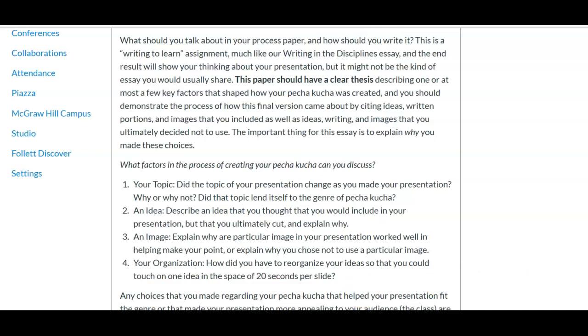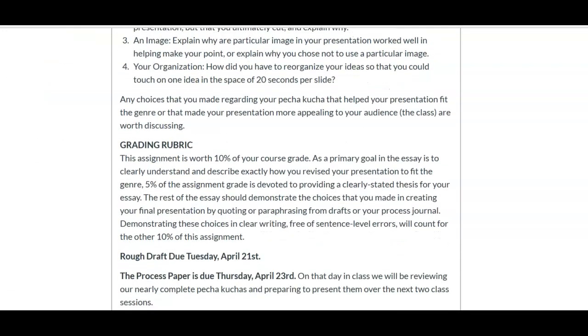Alternately, you could talk about your organization. How did you have to reorganize your ideas so that you could touch on one idea in the space of 20 seconds per slide? Any choices that you've made regarding your PechaKucha that helped your presentation fit the genre, or that made your presentation more appealing to your audience, or class, are worth discussing.